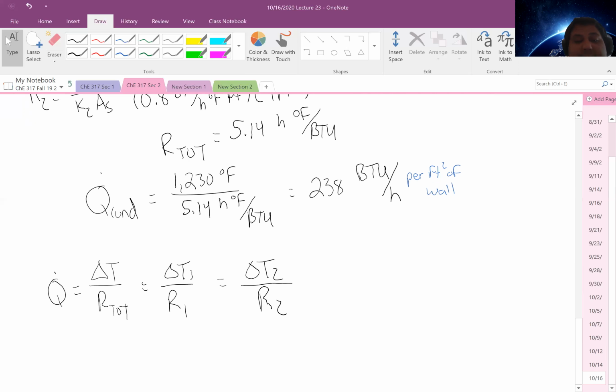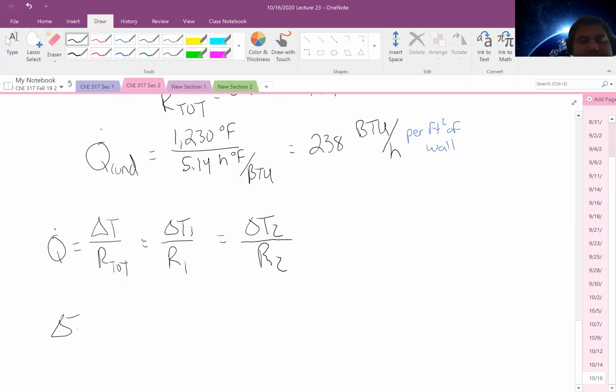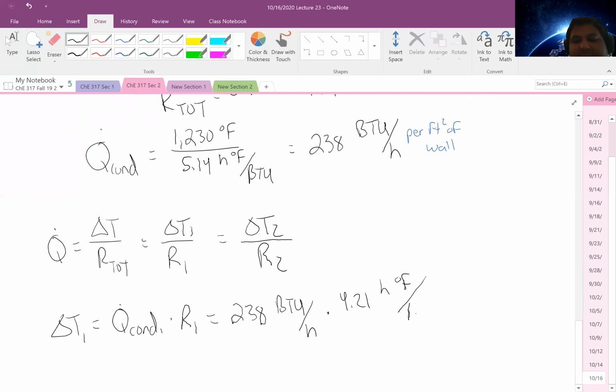So for example, if I wanted to solve for delta T1, it's simply my conductive heat transfer rate times R sub 1, or 238 BTUs per hour times the thermal resistance in the first layer of 4.21 hours degree Fahrenheit per BTU, which gives me a temperature gradient of approximately 1,006 degrees Fahrenheit.